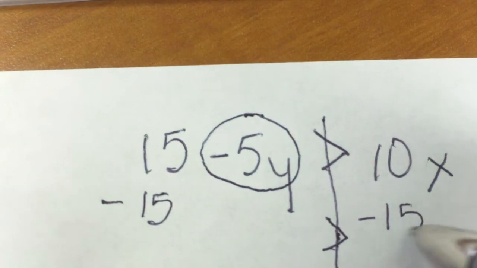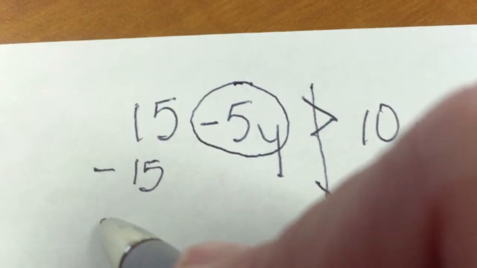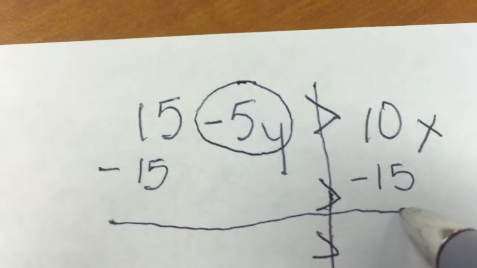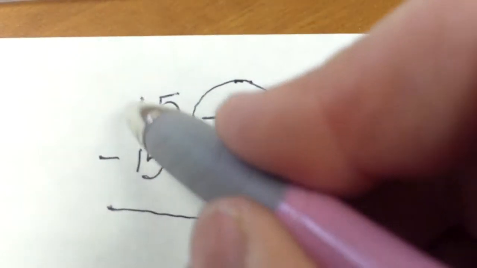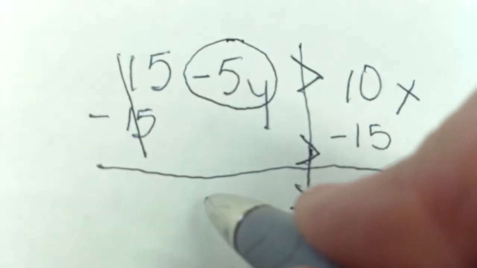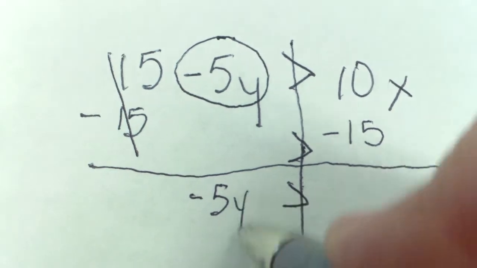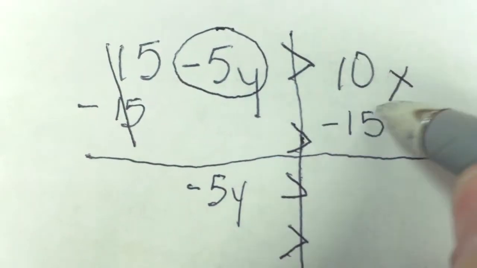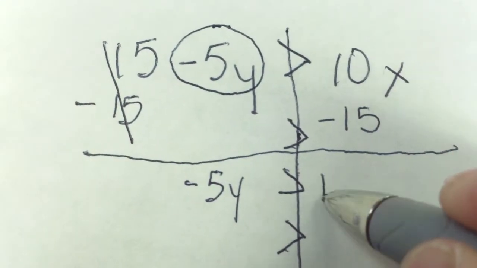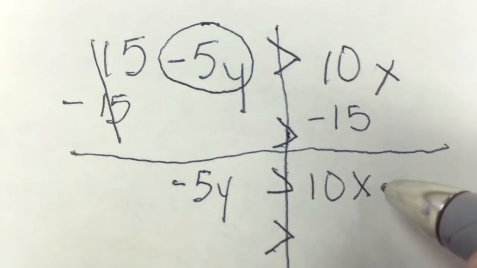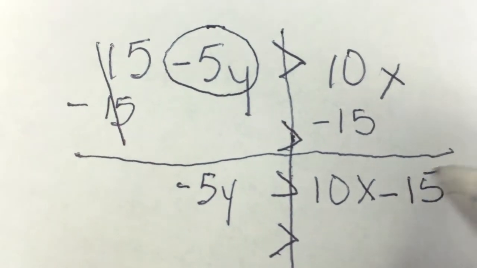Notice that the x is already on the right hand side. It's the constant that we're moving this time. These cancel out, and I'm left with negative 5y. And over here, I want my x term first, so I'm going to bring down my positive 10x, and then I'm going to bring down my negative 15.